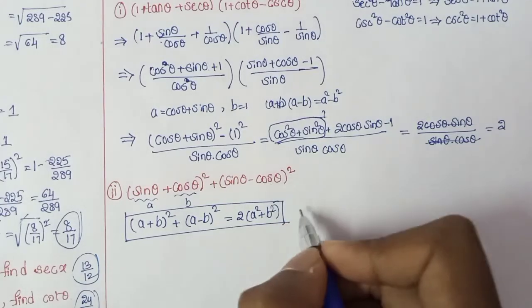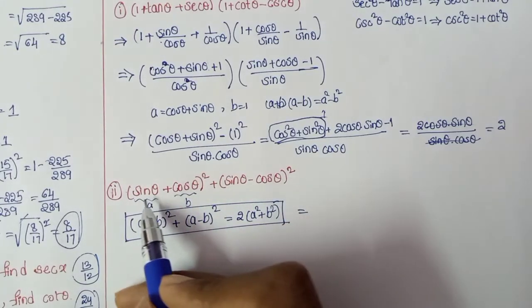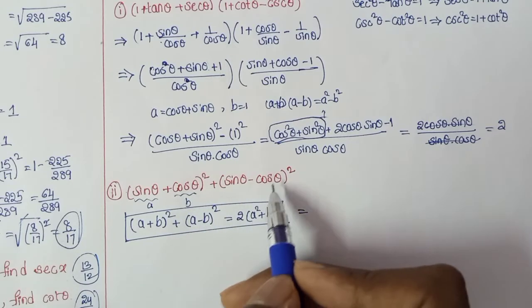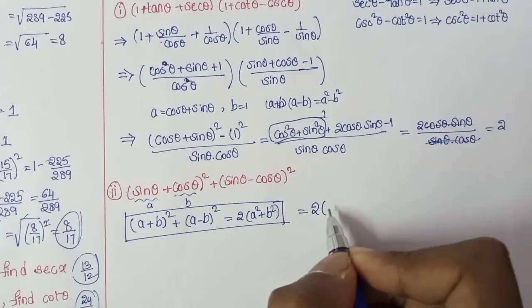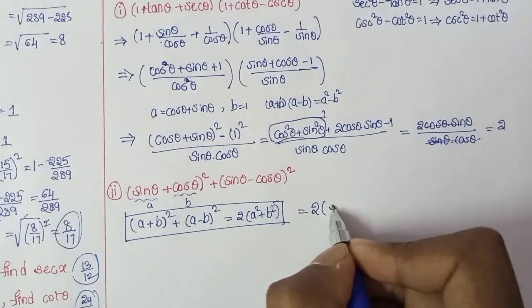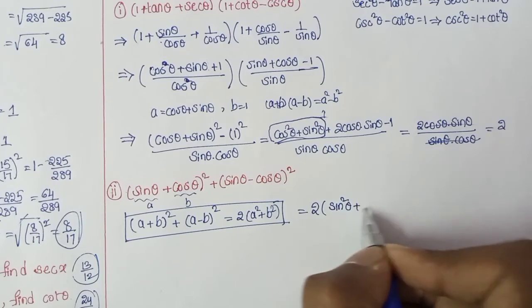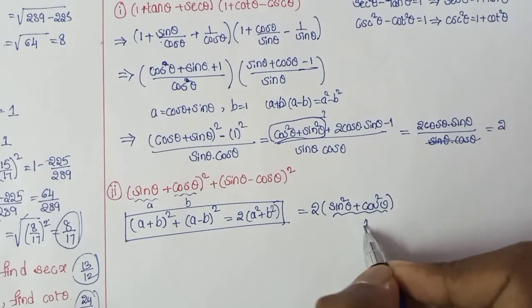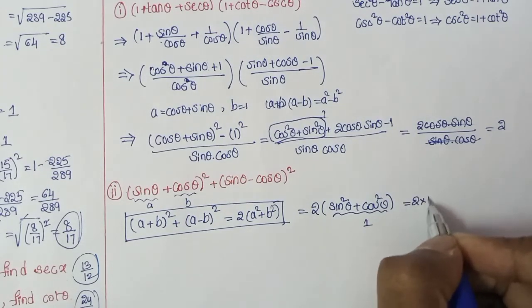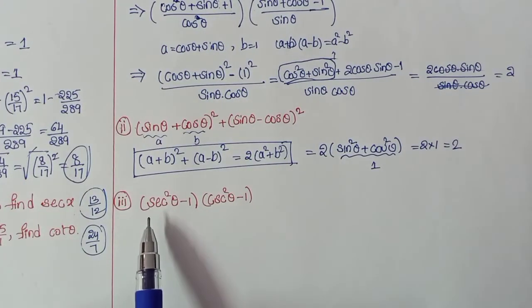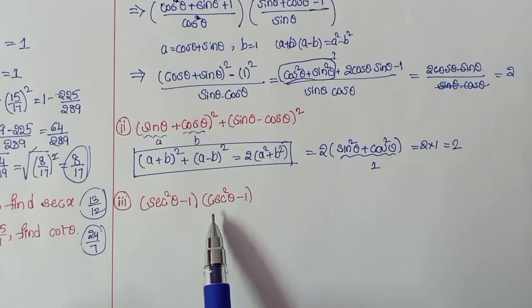The given answer: (sin theta plus cos theta) whole square plus (sin theta minus cos theta) whole square is equal to 2 times (sin square theta plus cos square theta). We know sin square theta plus cos square theta is what? 1. That is the identity. So 2 into 1 is what? 2. Okay, we'll see the next problem.